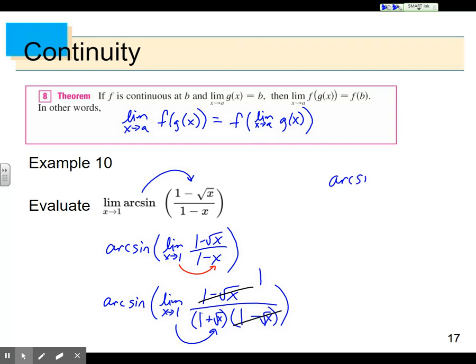I have arcsine of, let's see, if I plug in 1, I got a 1 on top. And if I plug in a 1 on bottom, I have 1 plus the square root of 1. That's just 1 plus 1 is 2. Arcsine of 1/2. I can evaluate that. It comes out to pi over 6.